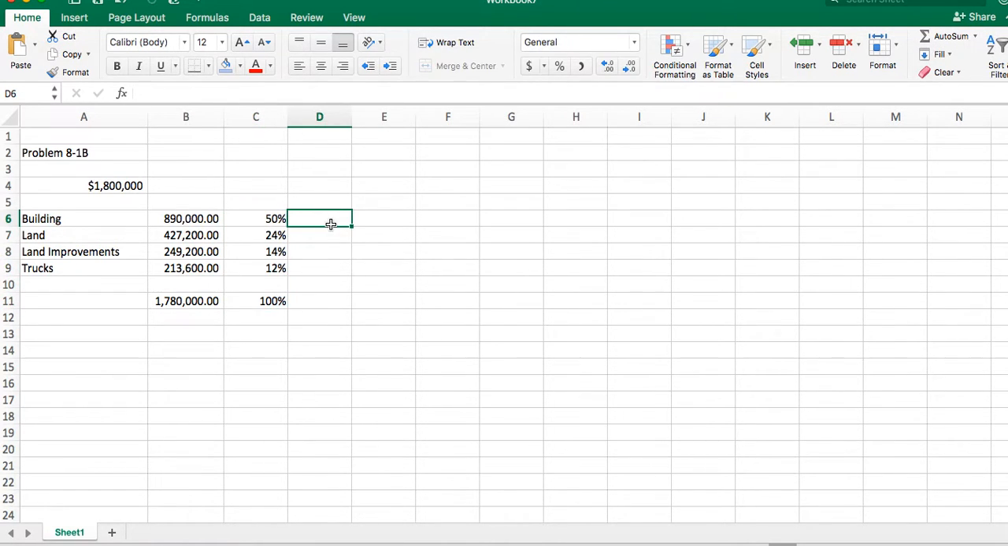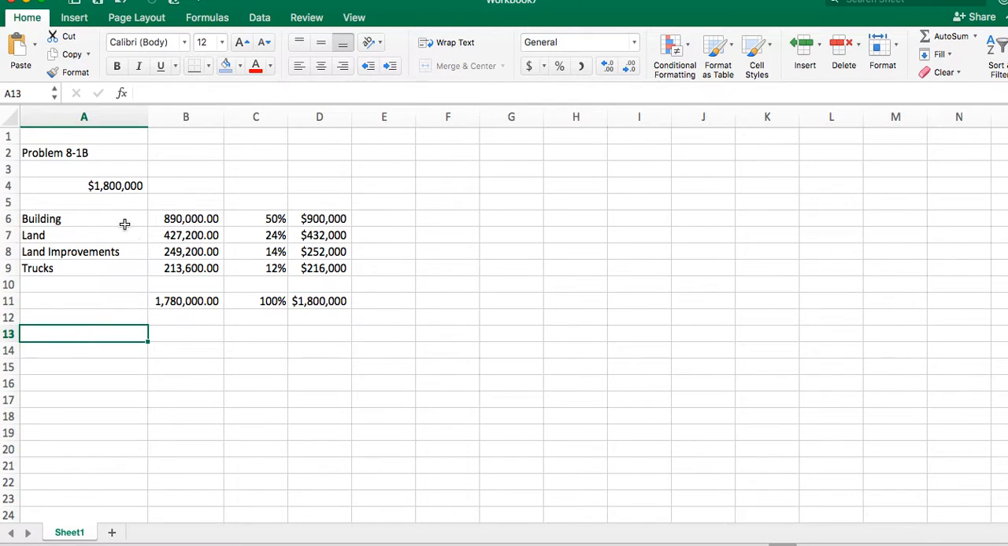Okay, so then what we do is we take the purchase price, the 1.8, and we make that absolute, and we multiply that by the percentage allocated to that asset. Keep that relative because when we fill down, we want that to change. And then we pull that down, and then if we sum this, we should get the 1.8 million. So what we've done is we've taken the 1.8 million and allocated half of it to the building, 24% to the land, 14% to land improvements, and 12% to the trucks.